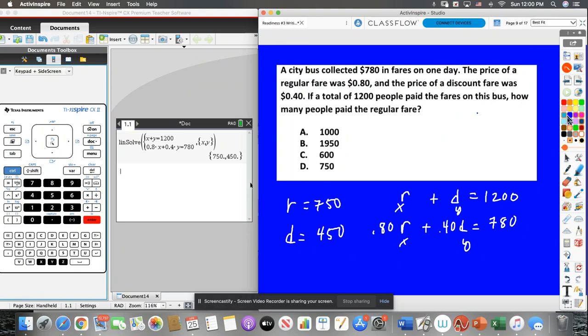Then you have to read the question, which is right here. How many people paid the regular fare? So I'm looking at regular fare here, which is 750. If it had asked for the discounted fare, then the answer would have been 450. And a lot of times they'll put both the 750 and the 450 in there. So you really have to read and see which one that they're asking for.